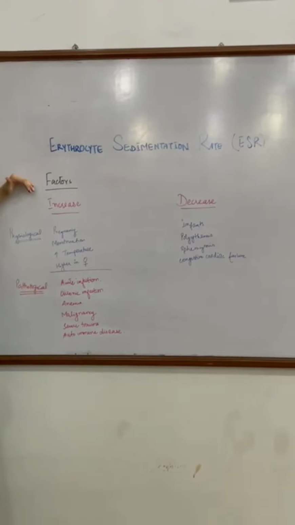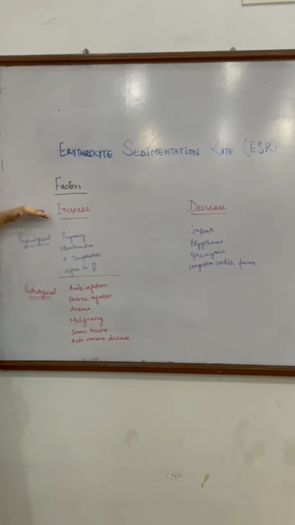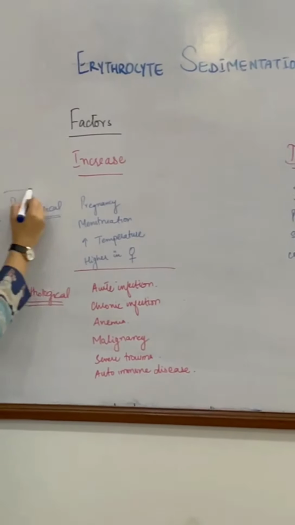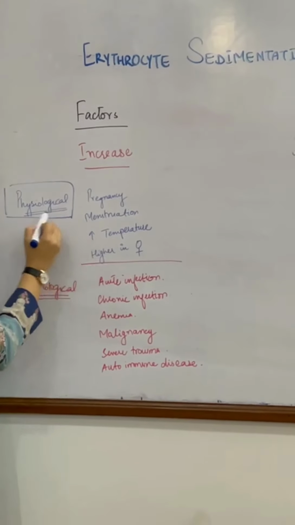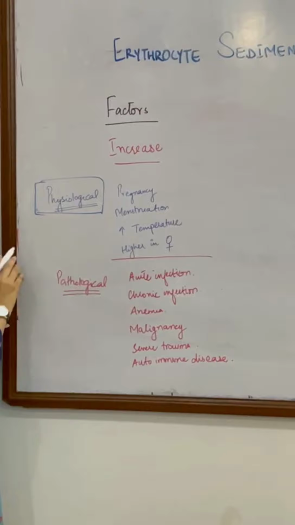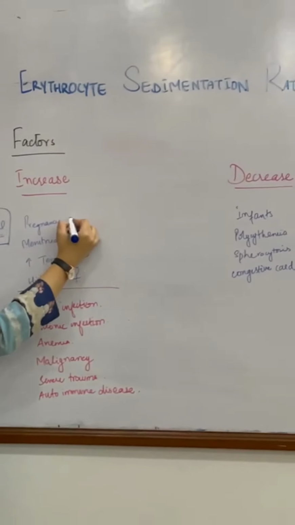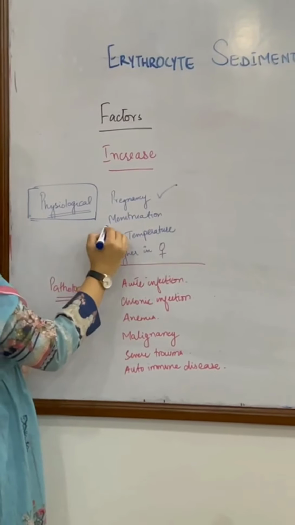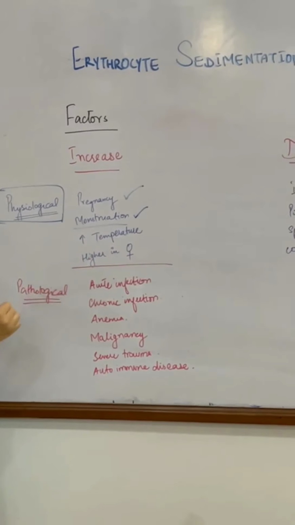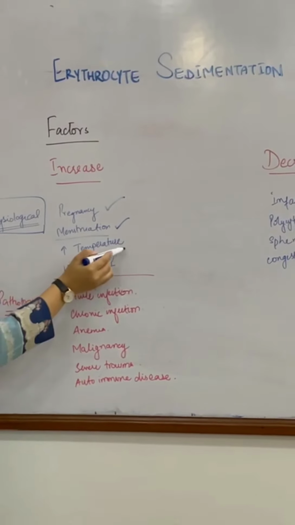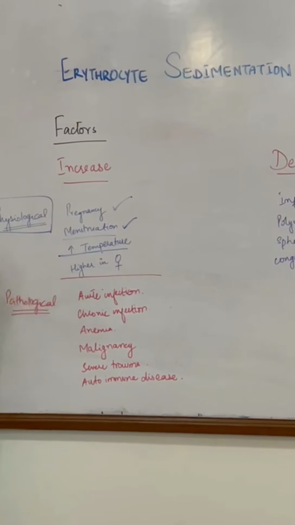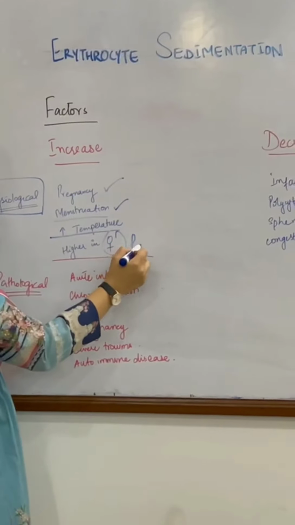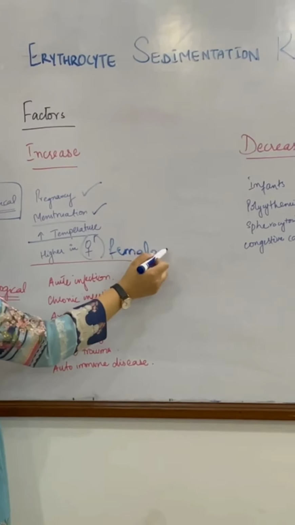Okay, so now the factors that are responsible for increase or decrease in the ESR. There are some physiological factors which are normal. There is no abnormality. These are all physiological. Pregnancy is a physiological phenomenon. In this, ESR is increased. Menstruation is physiological. In this also ESR is increased. Increased temperature of body also increases ESR, and ESR is naturally higher in female gender. So these are all physiological.